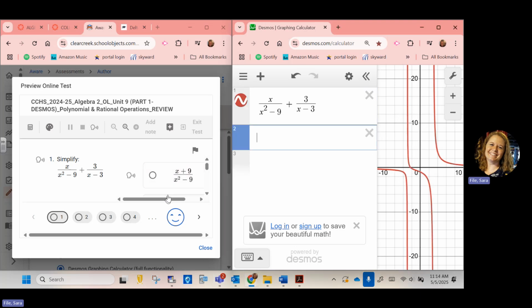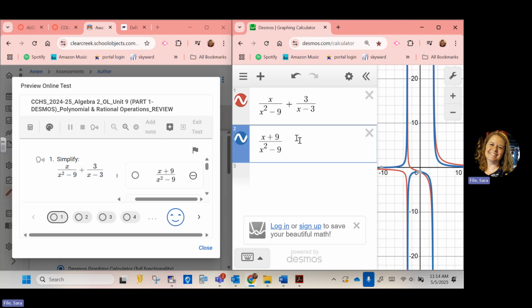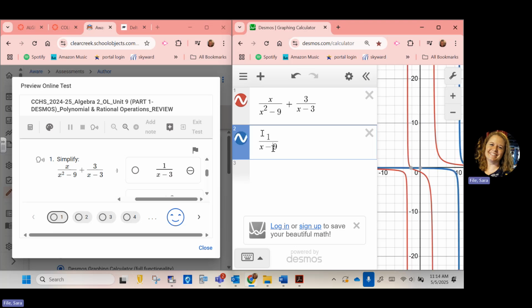Then I'm going to start with my first answer choice, A, and see if it's the same graph. I put in x plus 9 over x squared minus 9, and you can see the red and the blue separate. Those are not exactly the same. Some of the parts are similar, but they're not identical, not equivalent, so it is not that answer choice. Then I look at the next answer choice, which is 1 over x minus 3. Again, some similarities, but they are not exactly the same.